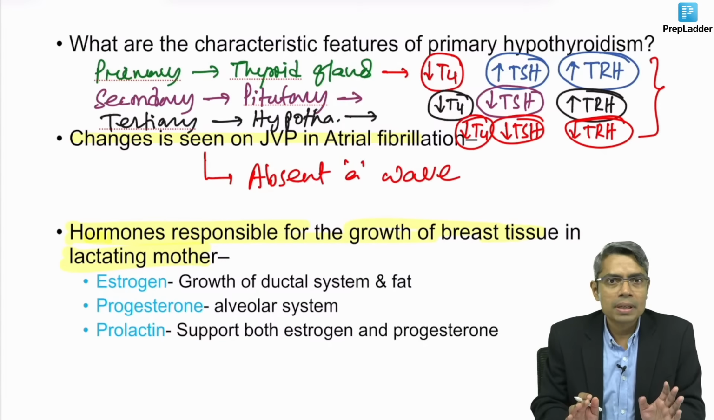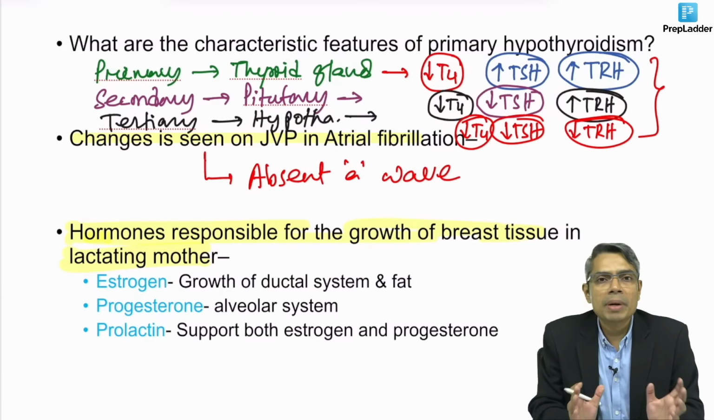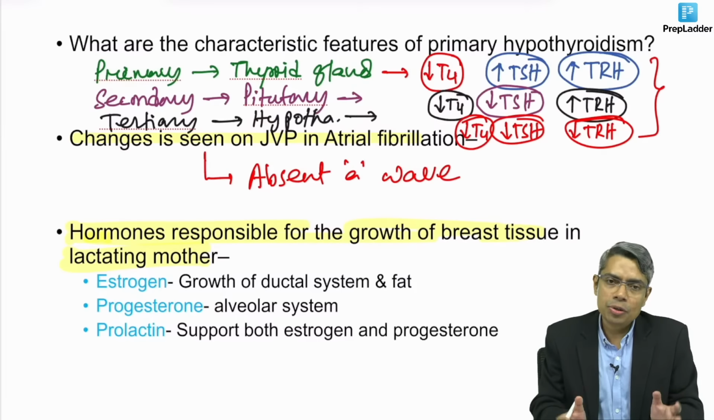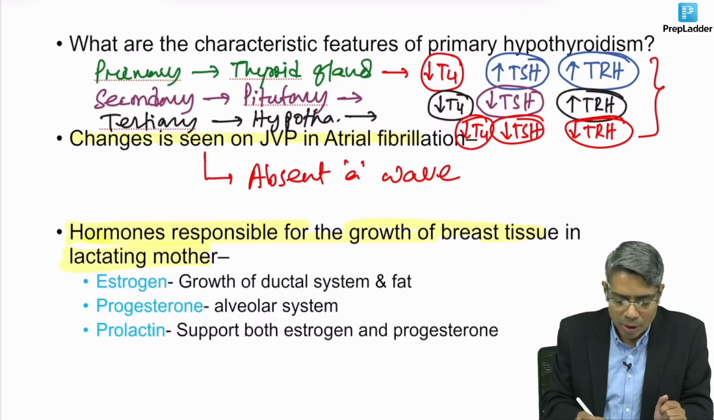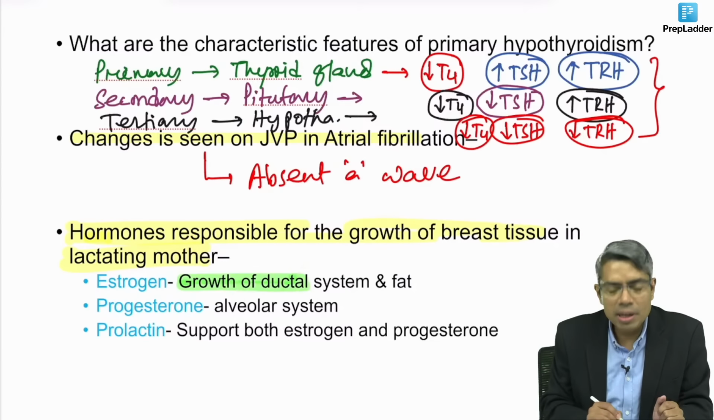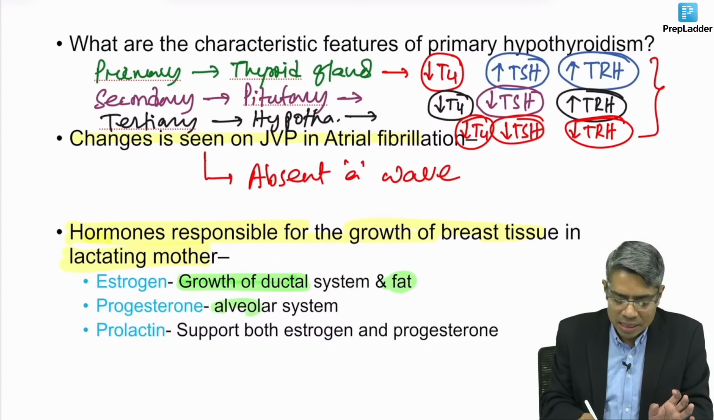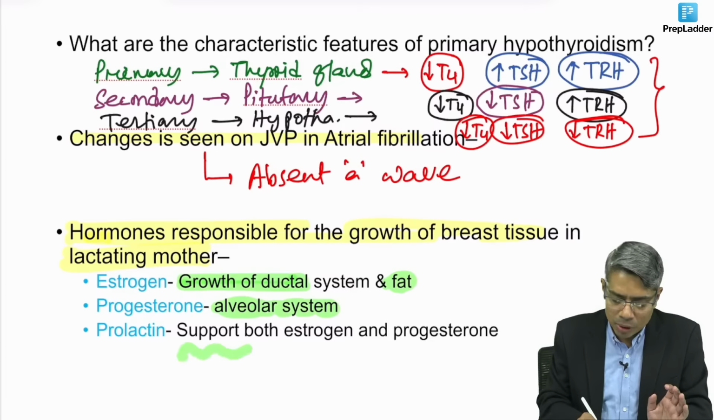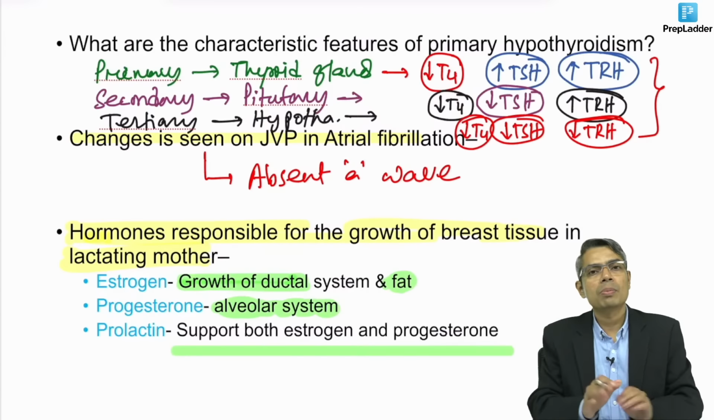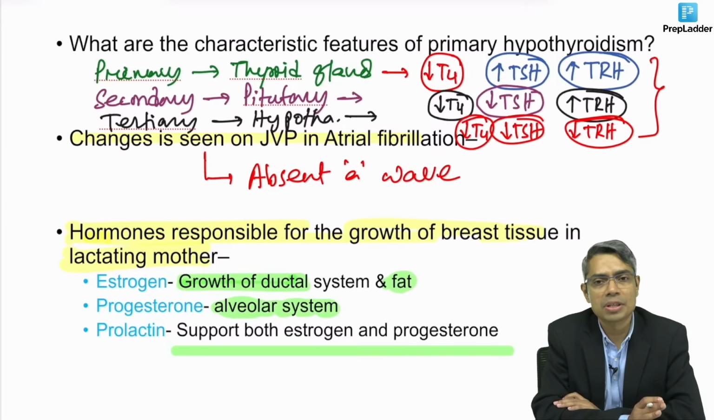But you all know that during pregnancy, the development of the breast occurs mainly under the influence of estrogen, progesterone and prolactin, because during pregnancy, the estrogen level is high, progesterone is high, and prolactin is also high. Okay. So, what is the estrogen doing? Estrogen is causing growth of the ductular tissue of the breast and the deposition of fat in the breast. Progesterone is developing the alveolar system of the breast tissue, and prolactin is supporting both estrogen and progesterone. Without prolactin, estrogen and progesterone cannot act on the breast tissue like this.